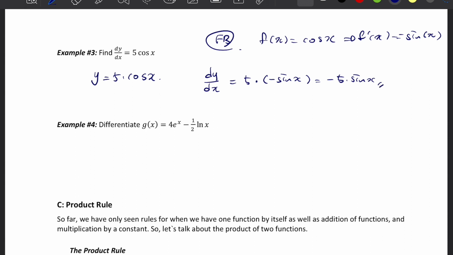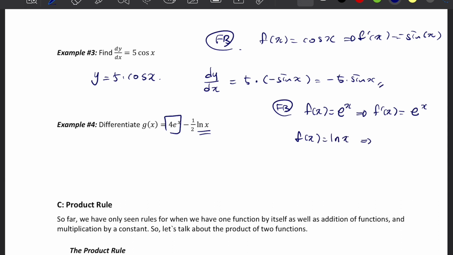Example number 4. For this question, we have e to the power of x and the natural log x. According to your formula booklet, when we differentiate e to the power of x, it stays the same. When you differentiate the natural log, it becomes 1 over x. If you want to try this question first, stop the video and try the question, and then start again. But this is how you should solve this question.